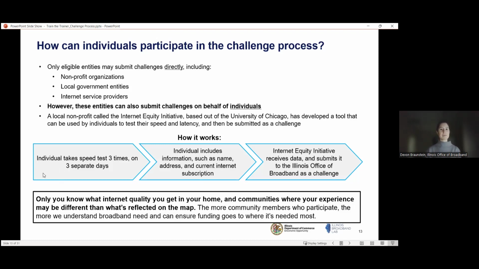And what I have here at the bottom is kind of why should you participate? Why should you encourage your community members to participate? And that's really because only you and only community members know the internet quality that you receive in your home. And your experience may be different than what is reflected on the map. So the more people who participate, the more we'll understand broadband needs and can ensure that funding goes where it is needed most, both now and into the future.